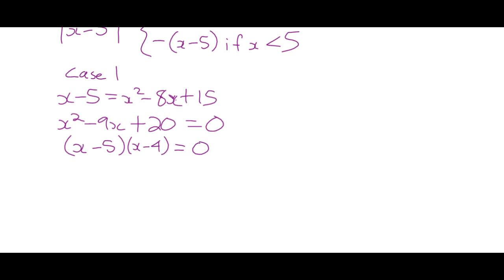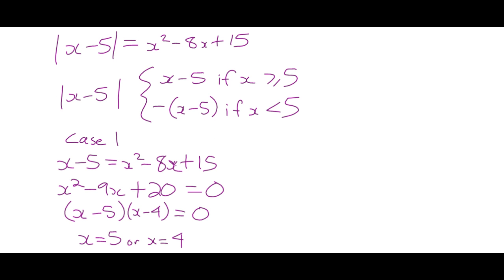Okay, check it over. x squared, minus 4 minus 5 is minus 9, plus 20. Right? Okay, what does this say? It says that x is equal to 5 or x is equal to 4. Now what does this say? Well, this says that x is supposed to be greater than or equal to 5. So I think 5 is going to be a solution, but I don't think 4 is. Okay. We'll go there in a minute.